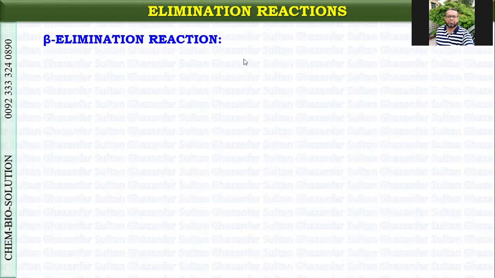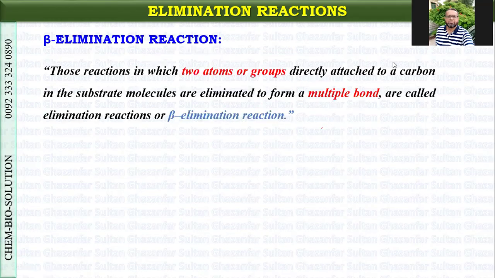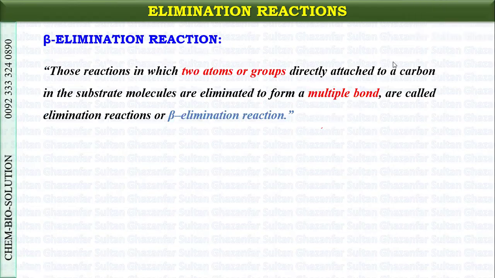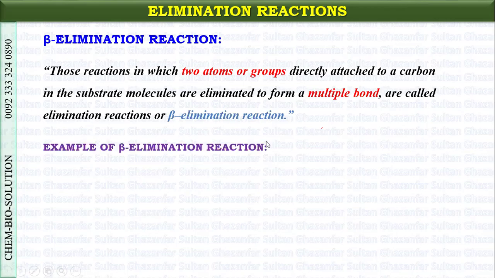Elimination reactions. Here we will discuss the beta elimination reaction. What are the beta elimination reactions? These are those reactions in which two atoms or groups directly attached to the carbon atom in the substrate molecules are eliminated to form multiple bonds. These are called elimination reactions or beta elimination reactions.